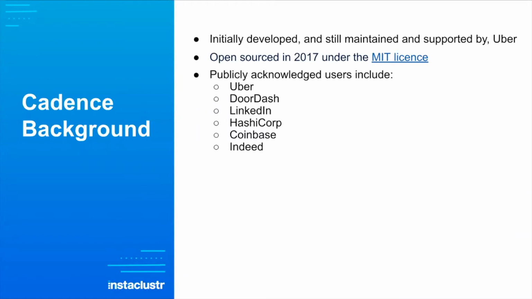MIT is a very broad open source license, one that will be compatible with just about everybody's open source policies. And it's got some really big, well-known users, and ones that have made public acknowledgement of their use. Uber is the obvious one. DoorDash is a very heavy user and have written a number of blogs about their use. LinkedIn, HashiCorp, Coinbase, Indeed, pretty well-known companies that are relying on this technology as a pretty core part of their architecture. And so we at Instaclustr certainly feel very confident that it's a technology that's going to be around for a while, and that's demonstrated a lot of value to a lot of pretty sophisticated technology users.